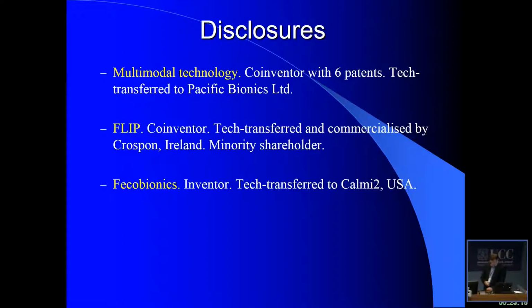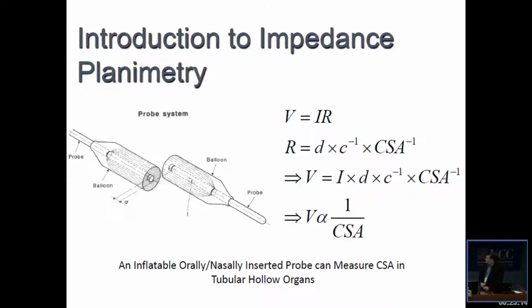So impedance planimetry, it's a balloon, or I prefer the word bag distension technology, where, using Ohm's law, we measure the cross-sectional area in the middle of the balloon by using a simple electrical principle. And it's important to emphasize that it's actually the cross-sectional area we measure, it's not the diameter. Of course, you can derive the diameter if it's a circular cross-section.